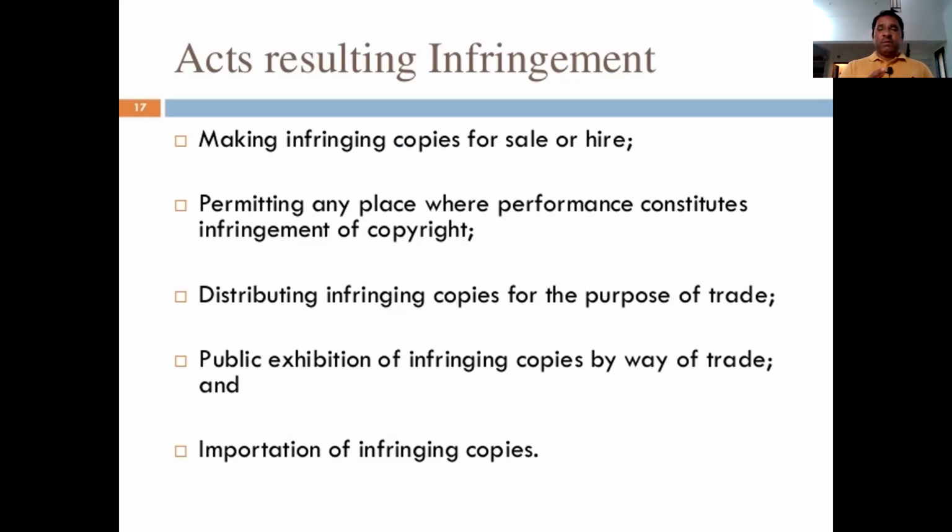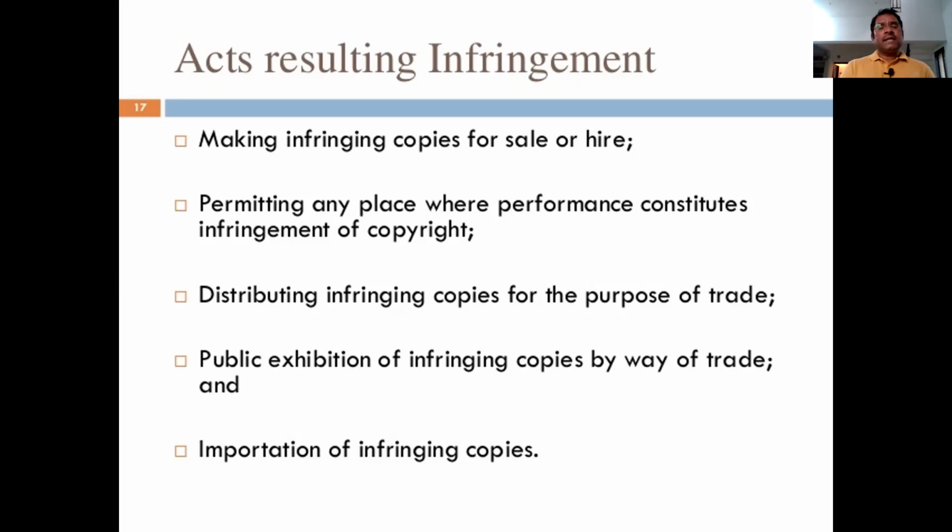Then permitting any place where performance constitutes infringement of copyright. Now, if a person who owns a particular place knows that some kind of duplication or some kind of crime against copyright ownership is going to be conducted in a place which I own, if I have knowledge, then I'll be the culprit. I'll be the accomplice, or I will be the supporter of that particular crime. Distributing infringing copies for the purpose of trade. Now, if I distribute the products in the market which I know are duplicate, then I'm the accused.